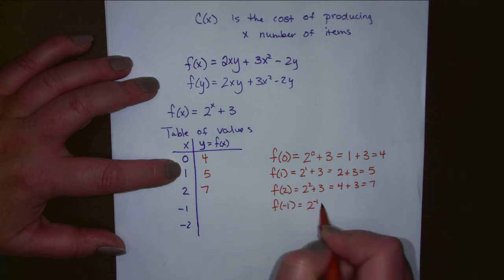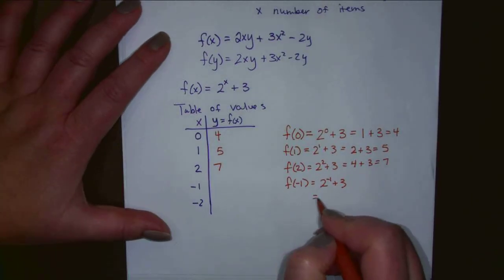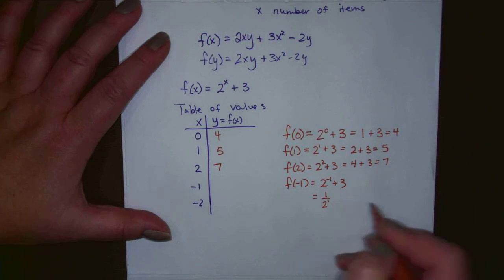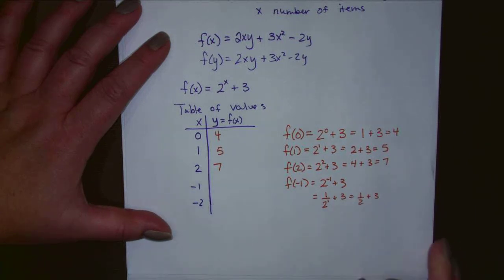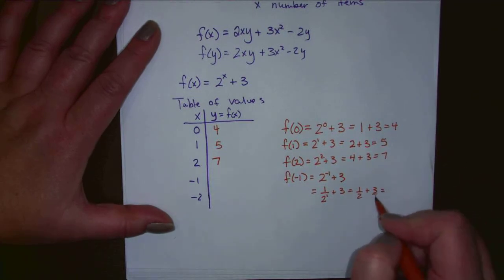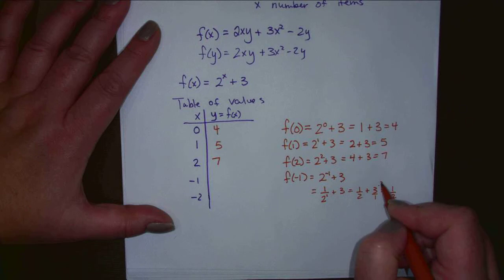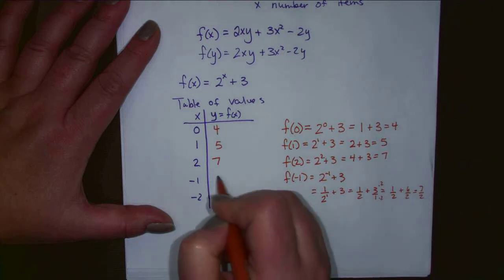2 to the power -1. This is really what I wanted to show you, but we started with ones that were easy. What does 2 to the -1 mean? 1 over 2 to the 1. A negative exponent means a fraction. So this is the same as saying 1 over 2 to the power 1 plus 3, which is 1/2 plus 3. How do we figure that out? Common denominator. So this is like a 3 over 1. So 1 over 2, multiply that one by 2. 6 over 2. So 7 over 2.